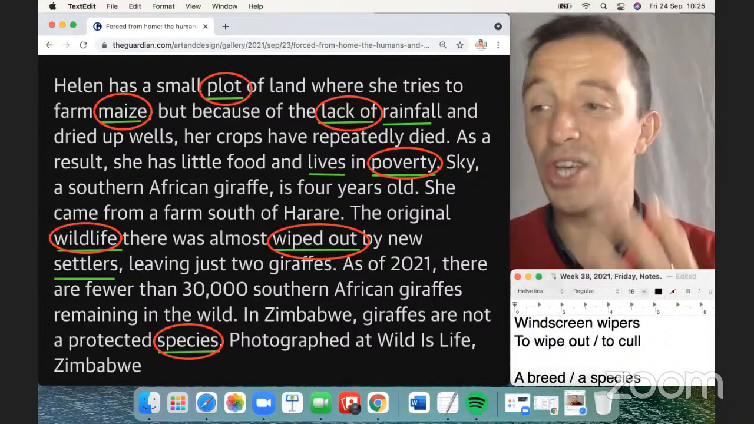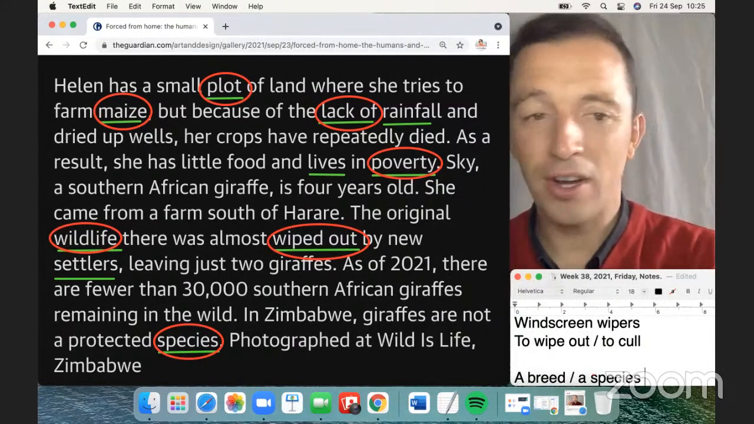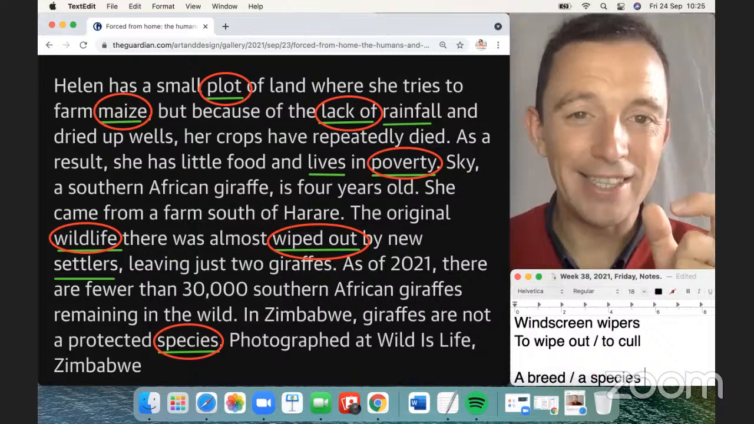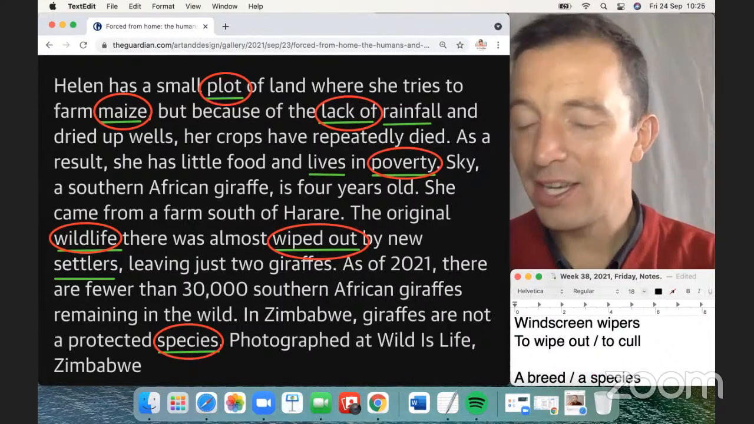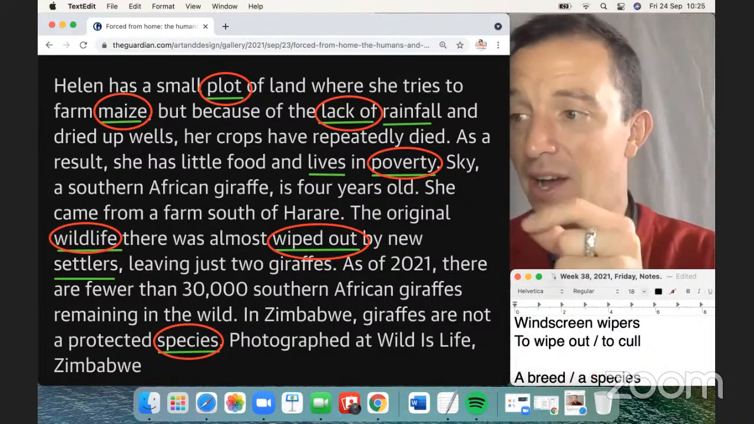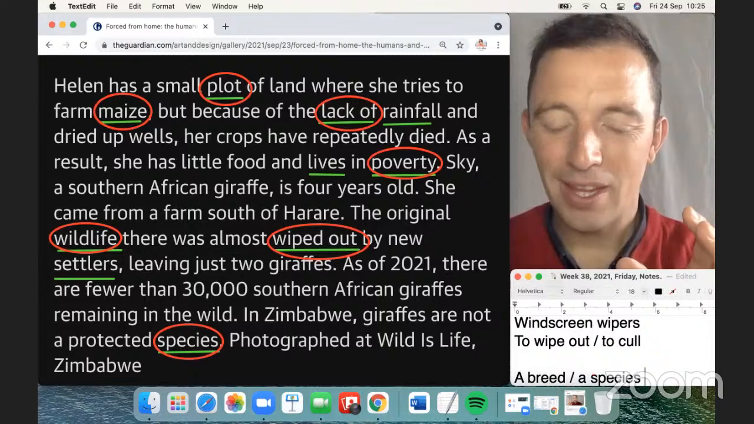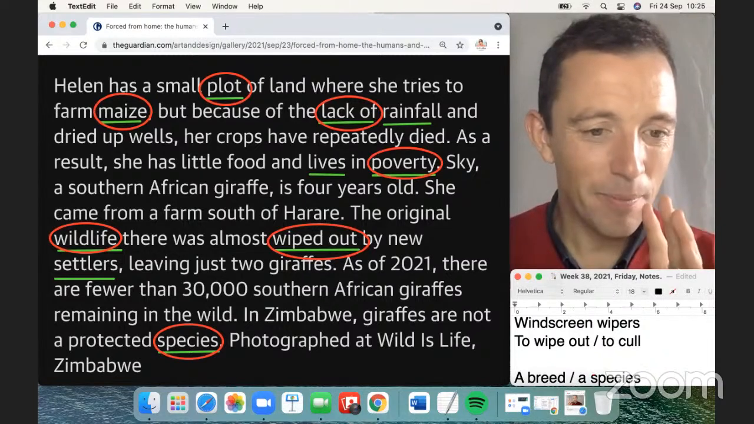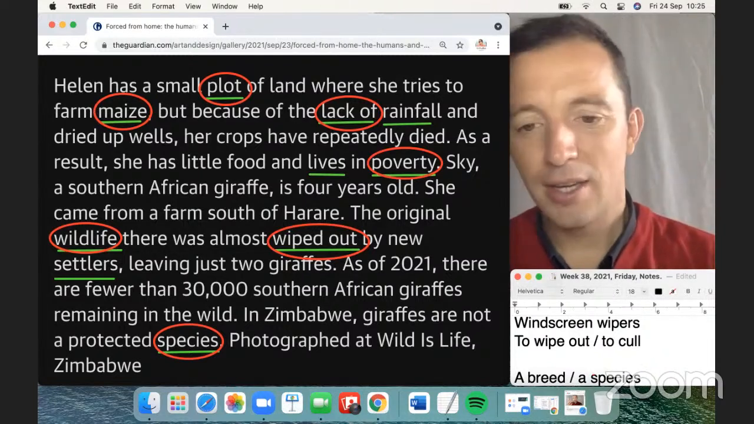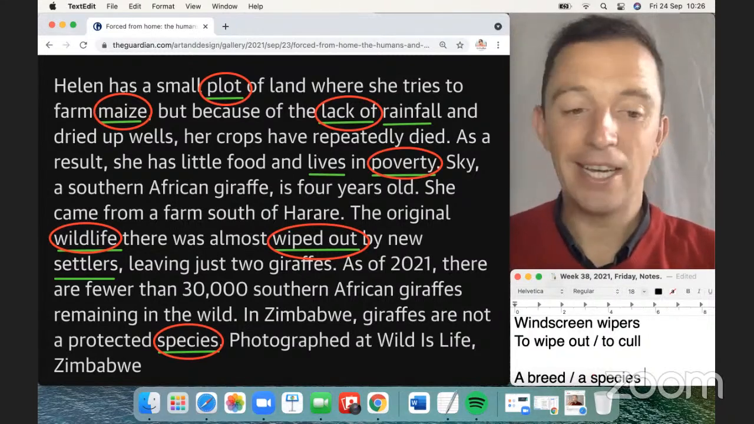For example, the dog. The dog is a breed. What breed of dog do you have? What breed of dog do you like? The significance, what type of dog do you have? What type of dog do you like? A species is similar, but a little bit different as well. So just be careful with the difference between breed and species.